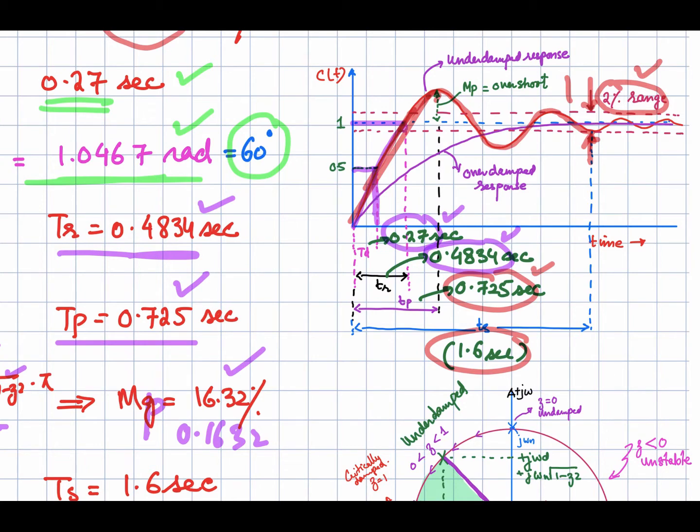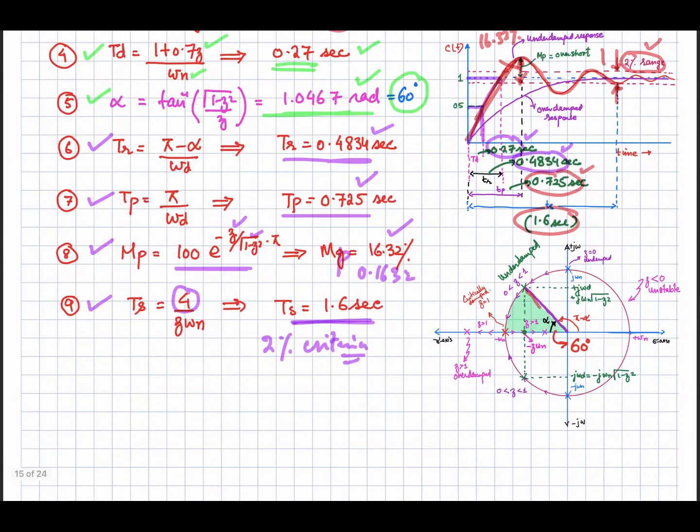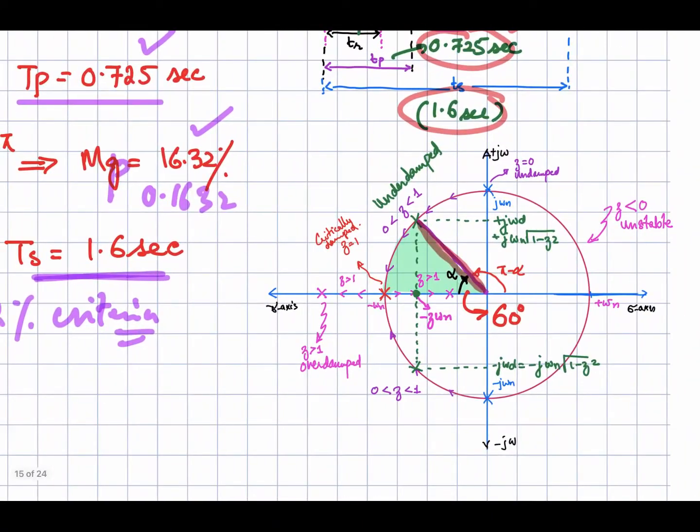Okay, so we have calculated all these time domain specifications, and we have seen the overshoot as well, that this overshoot is 16.32%. And the angle over here, if you look at the position of the poles, if I zoom in and show you, this angle as we have calculated is 60 degrees. So our poles are located in such a way that they make an angle of 60 degrees with the negative real axis, and from this side it will be 180 minus 60, meaning 120 degrees from the positive real axis and 60 degrees from the negative real axis.